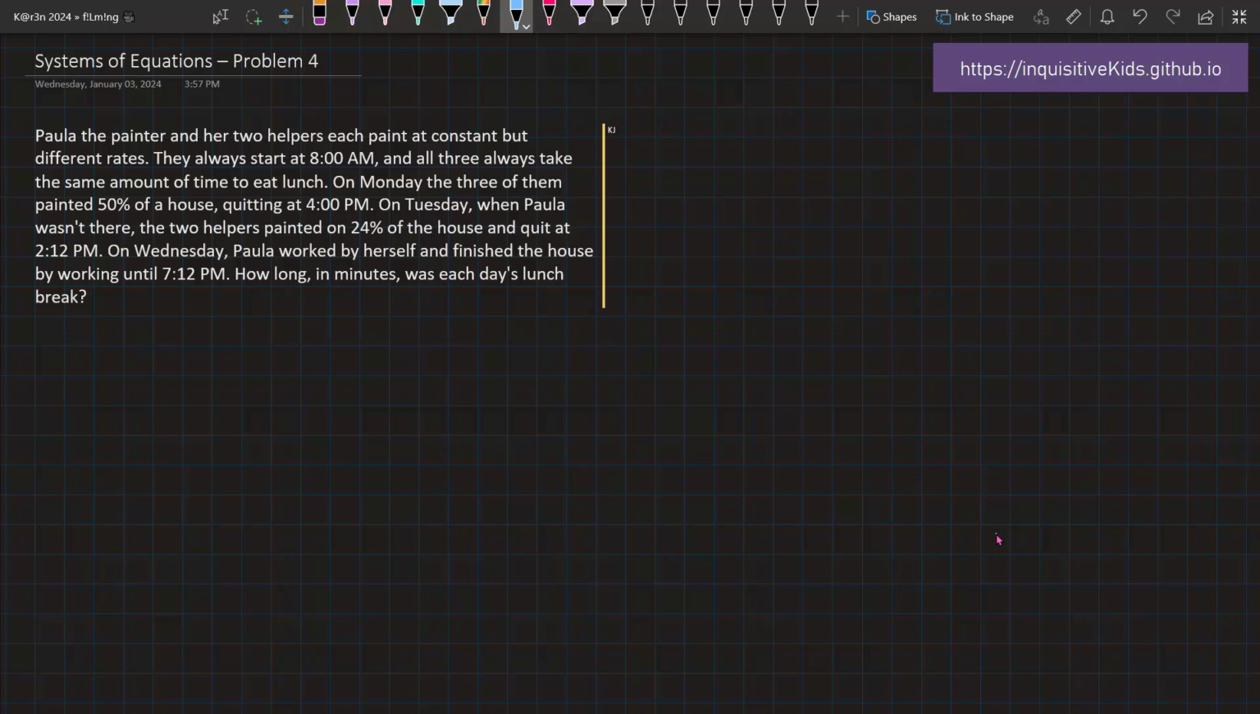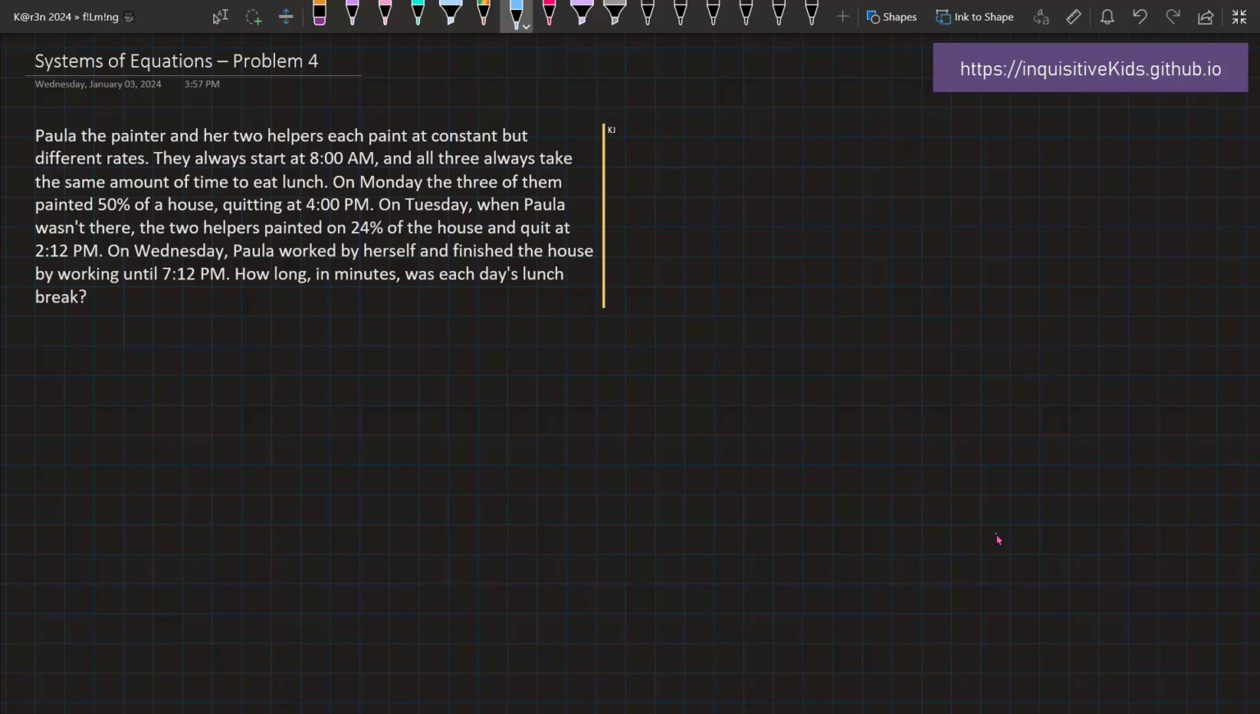Paula the painter and her two helpers each paint at constant but different rates. They always start at 8 a.m., and all three always take the same amount of time to eat lunch. On Monday, the three of them painted 50% of a house, quitting at 4 p.m.